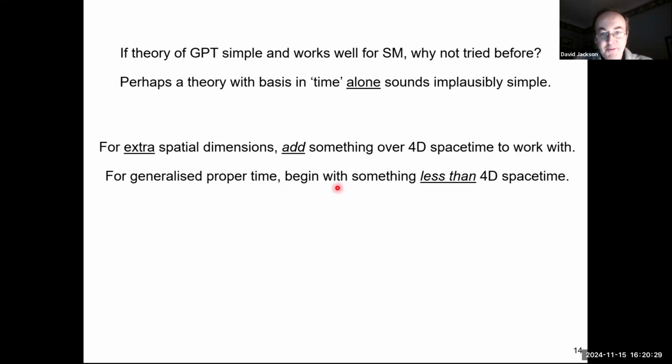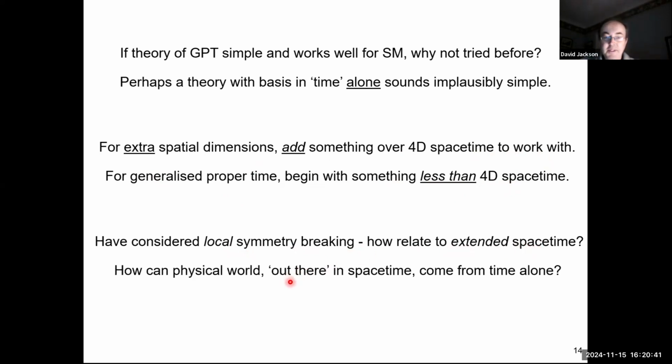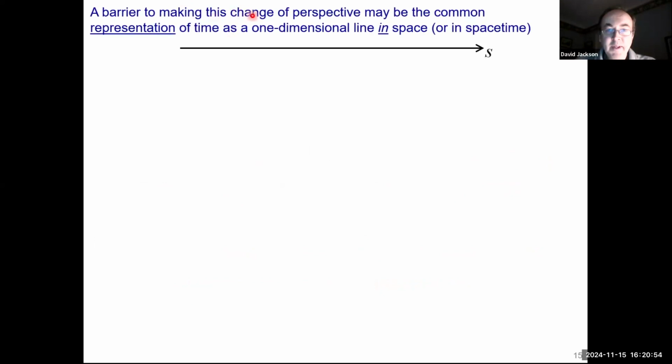Whereas here we're starting with something less than four-dimensional spacetime. So it raises questions how this local symmetry breaking structure can be related to extended spacetime, and more generally, how a physical world and properties of matter out there in spacetime can come from time alone. And in the early days when I was thinking of this, I think the sticking point is because we tend to think of time as just being a line in space.